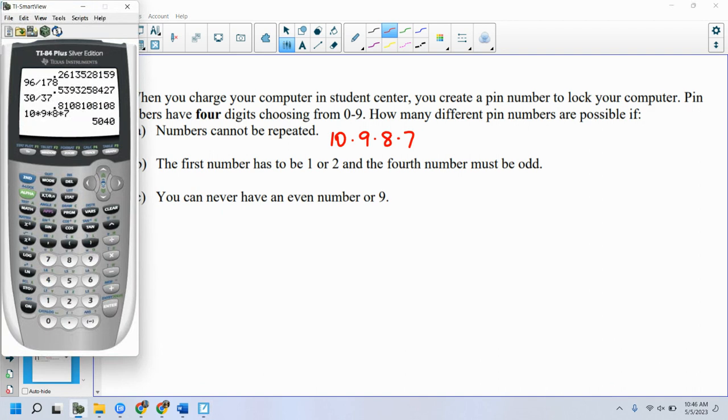which is actually 10P4. Because order matters, right? If I change the order of the numbers, it creates a different passcode, right? So 10P4. We hadn't learned that at that time, but that's truly what that is. 5040.